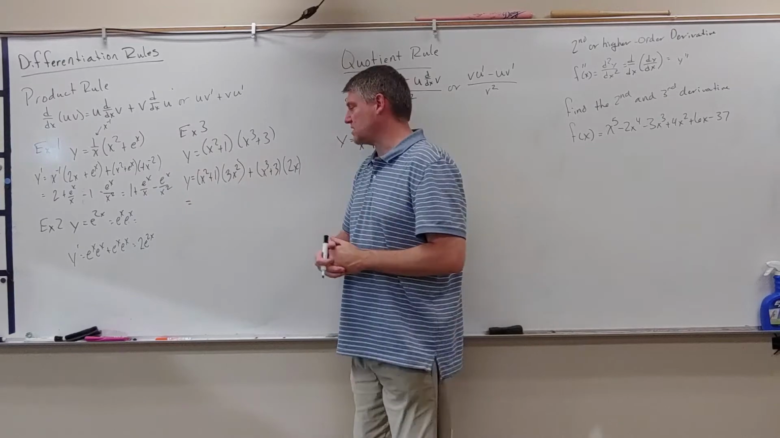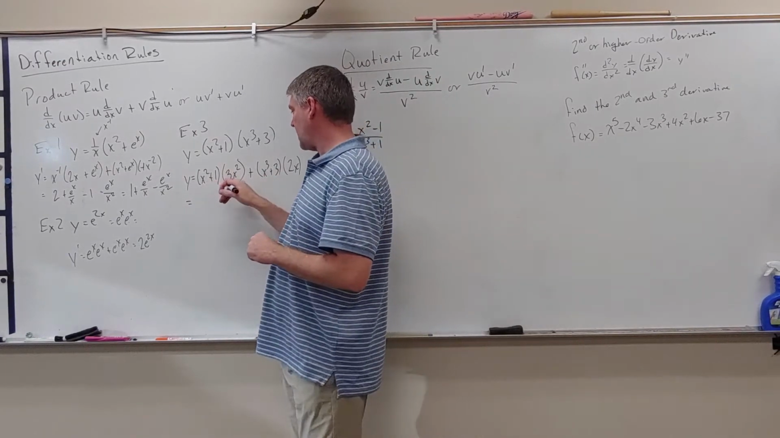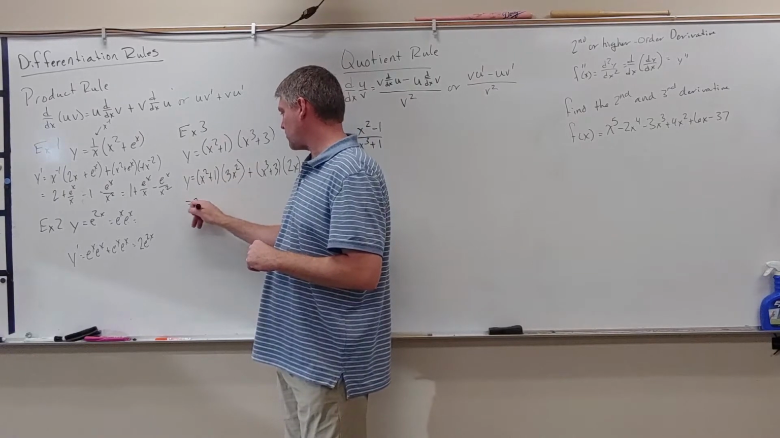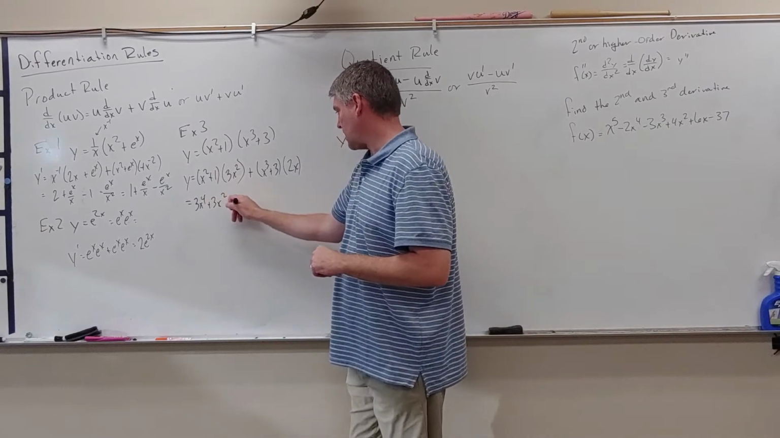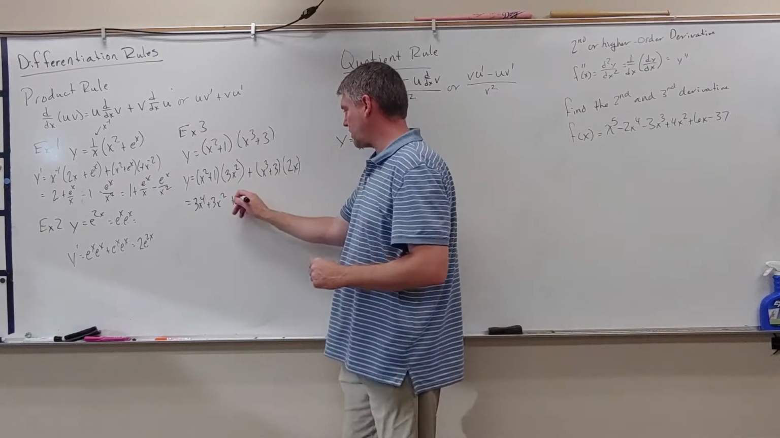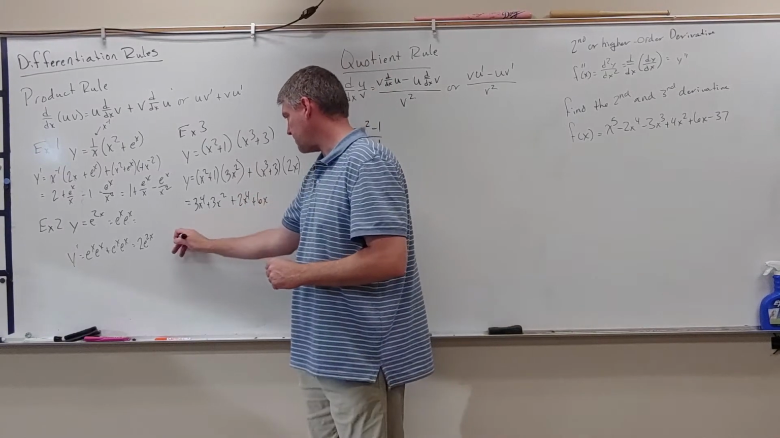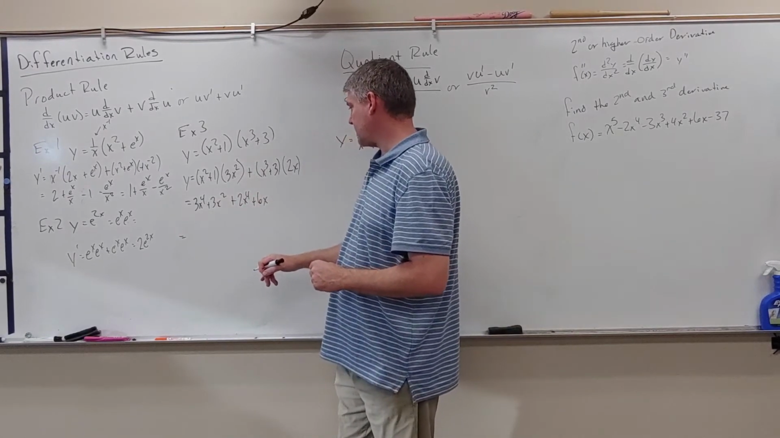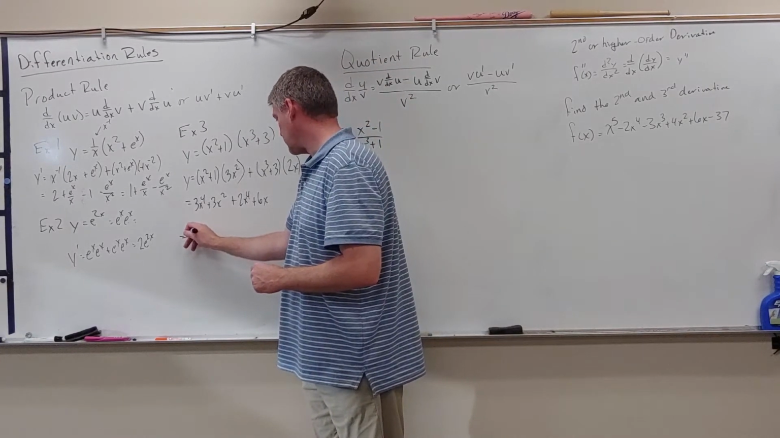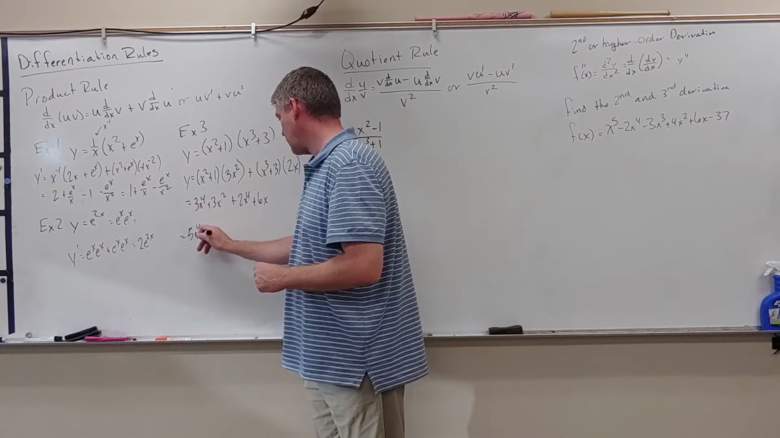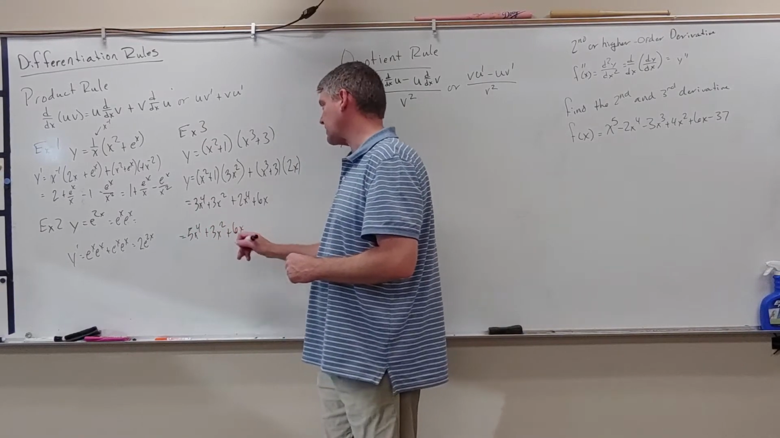Now, I could simplify this. There might be some times where we're trying to save time, we wouldn't simplify this. 3x squared times x squared is 3x to the 4th, plus 3x squared, plus 2x times x squared is 2x to the 4th, plus 6x. So let's see, we have 5x to the 4th plus 3x squared plus 6x. Okay?